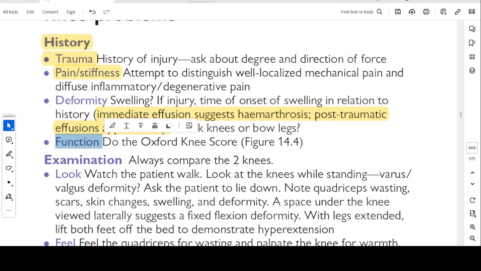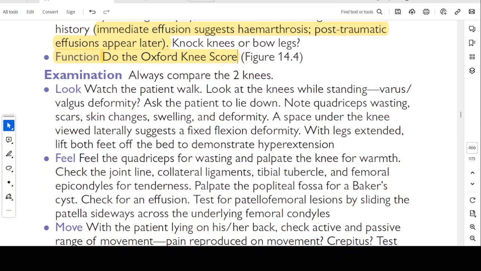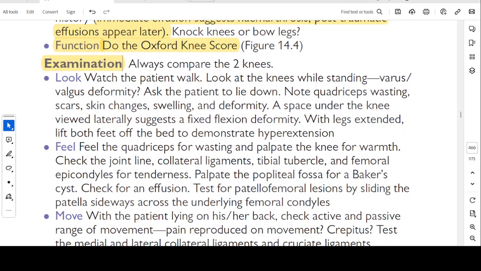Function. Do the Oxford knee score test. So first was the Oxford hip score and this is the Oxford knee score. If the Oxford hip score is less than 20, then you need to refer to a surgeon. Similarly, let us see when we come to the Oxford knee score in figure 14.4.